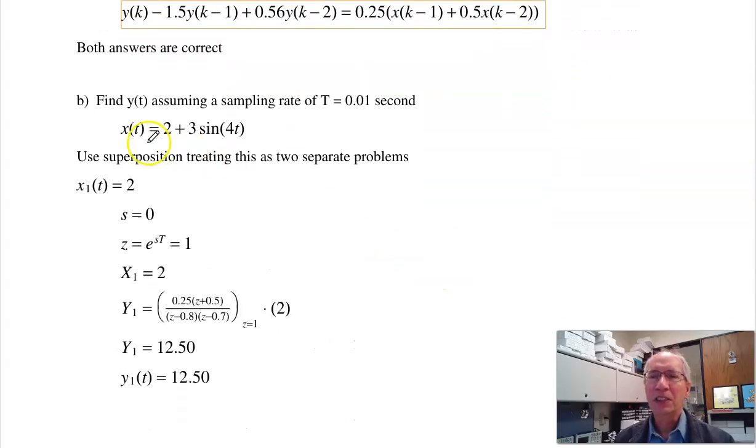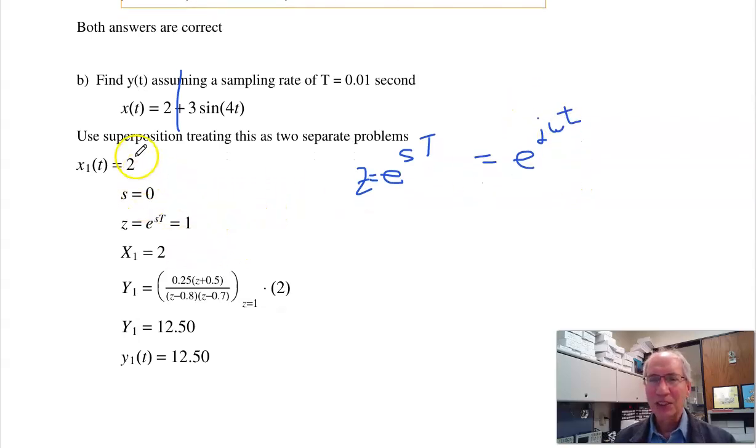Part B is if the input is a constant and a sine wave, find y of t. Well, this is just like we did before. Use superposition, treat this as two separate problems, but the difference is z is e to the st. For j omega, that means z is e to the j omega t. Just a complex number.